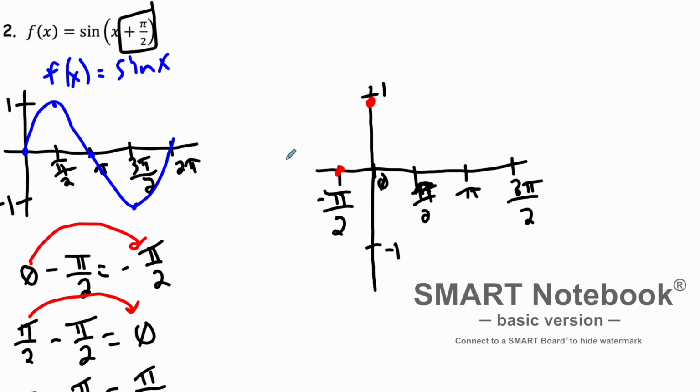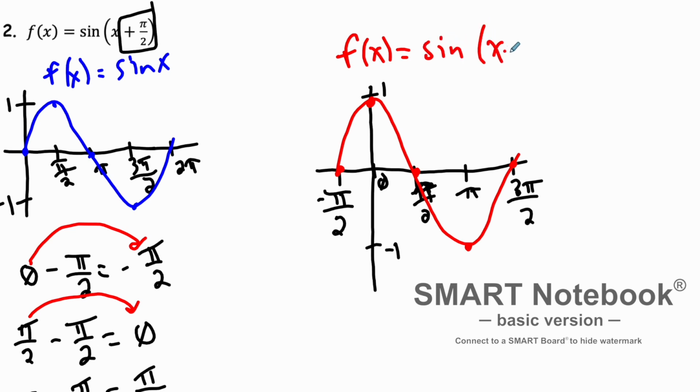I missed my point there, but next up, pi. Well, pi got shifted over to pi over 2, so that's at 0, right? Pi, 0 got moved over to pi over 2, 0. 3 pi over 2 got moved over to pi, so we're at pi, negative 1. And last up, we got to end where we began, but 2 pi got moved over to 3 pi over 2, so we're right there. So there is our new graph. And again, we want to make sure that we put our function: f of x equals sine of x plus pi over 2.